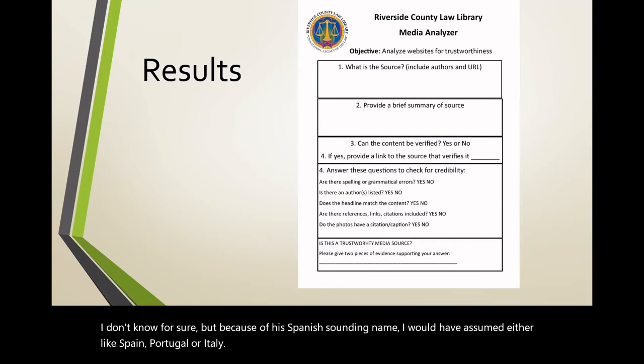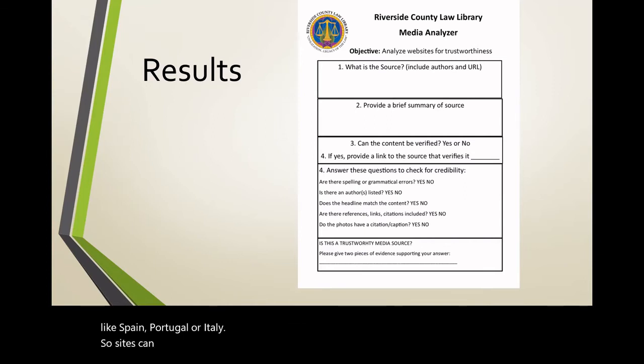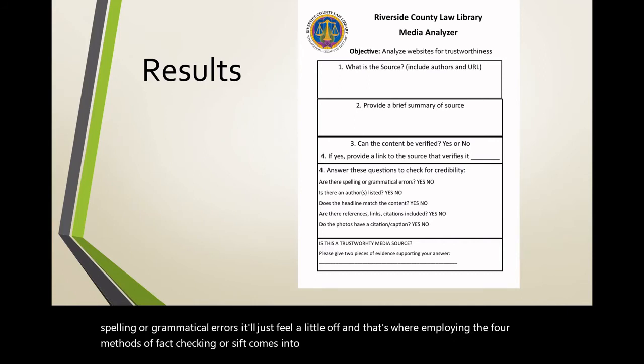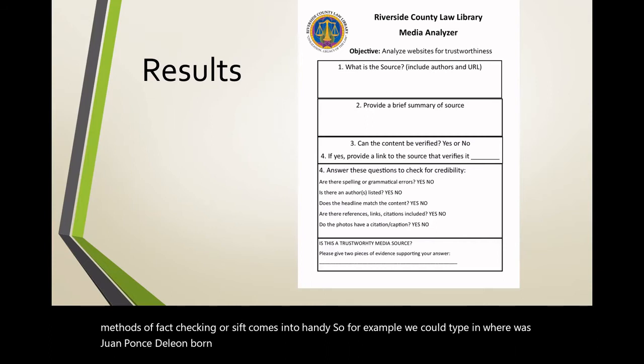So sites can appear pretty legit because they will have the headlines match. There won't be obvious spelling or grammatical errors. It'll just feel a little off. And that's where employing the 4 methods of fact checking, or SIFT, comes in handy. So for example, we could type in, where was Juan Ponce de Leon born? And if it says somewhere else, then we would know right away that this site is incorrect.